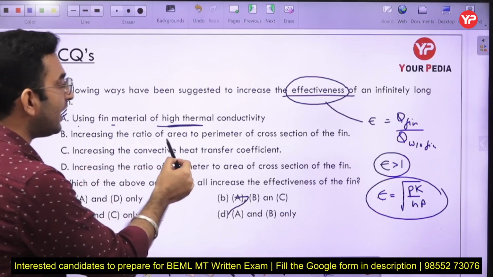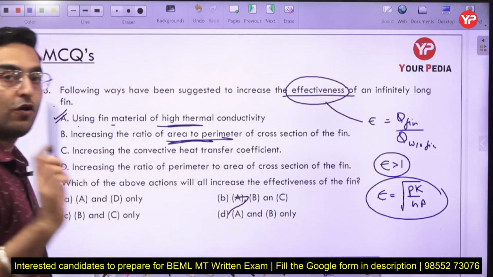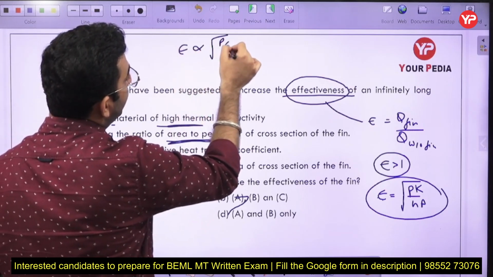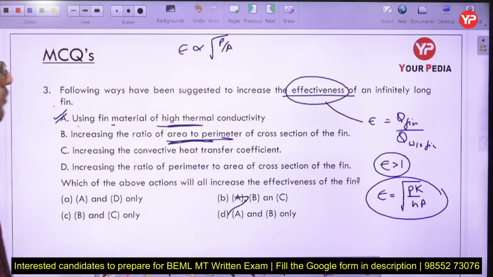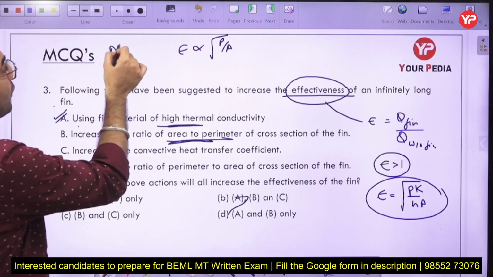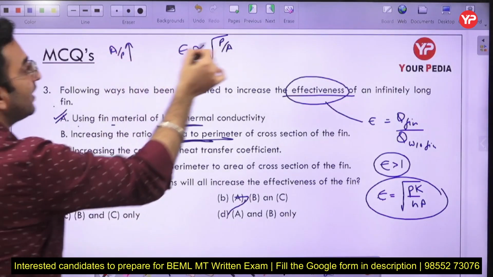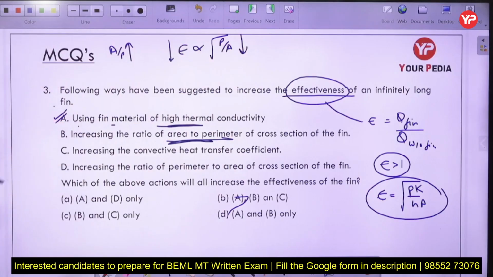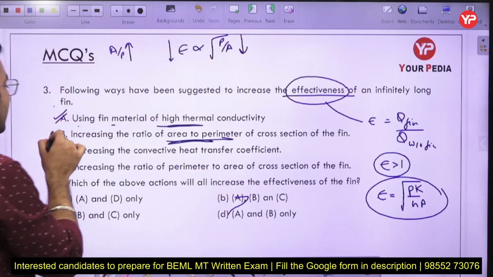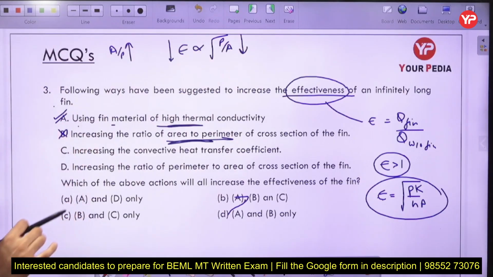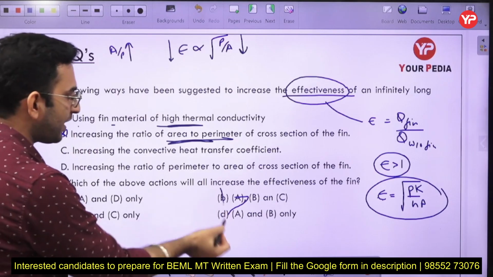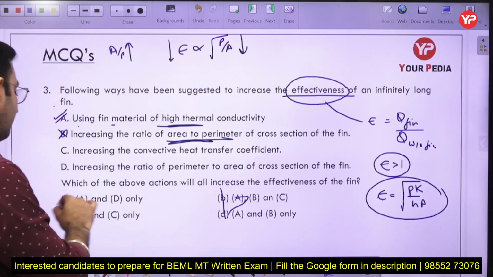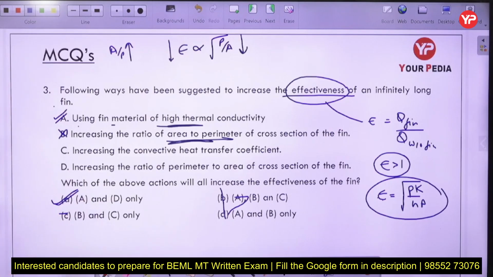Increasing the ratio of area to parameter of the cross section. First of all, effectiveness is directly proportional to parameter by area. So if you are increasing the ratio of area by parameter, in that case this value will decrease and correspondingly effectiveness will decrease here. So I can say statement number B is wrong here. Now you can clearly see, you can eliminate options B, C and D here. Therefore option number A will be the correct answer.